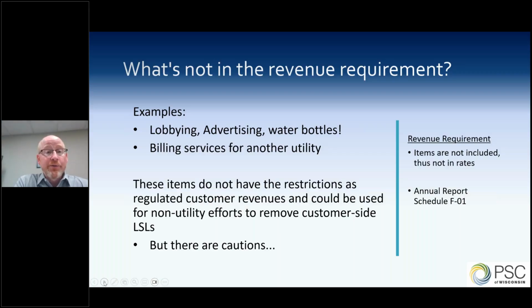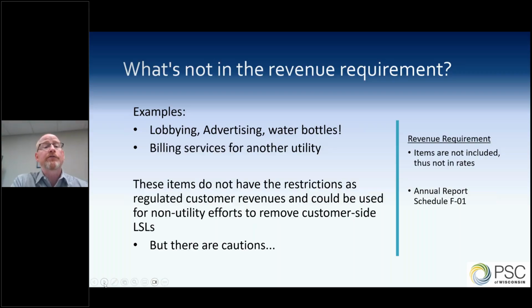So what's not in the revenue requirement? Well, often when we do rate cases, there are things that are not in the revenue requirement, or things that people have spent or want to spend money on that may not be appropriate for customer rates. So for example, lobbying costs are typically excluded from the revenue requirement because that's not a cost that's appropriate for the use of customer rates. Advertising costs as well. Some of you have perhaps tried to come up with things like water bottles that have not been able to be included in the revenue requirement.